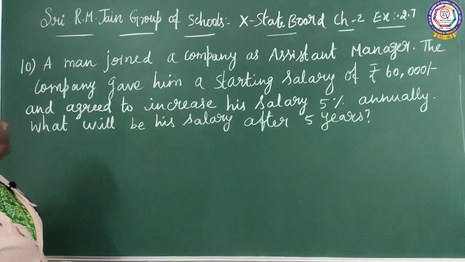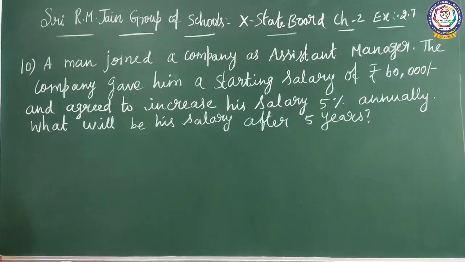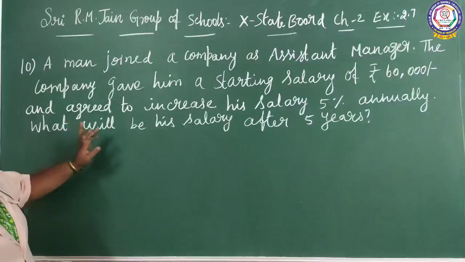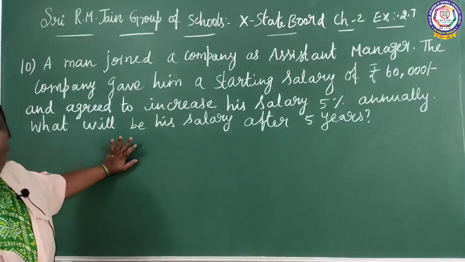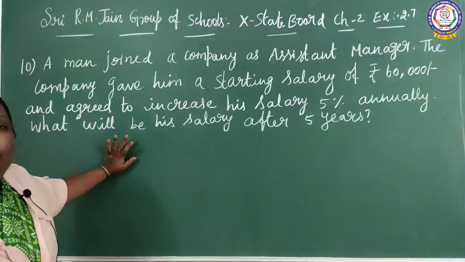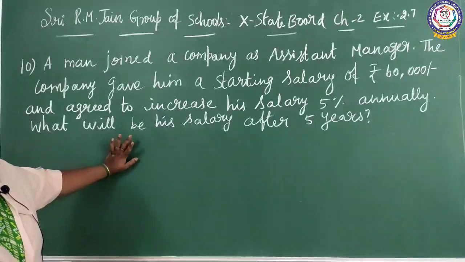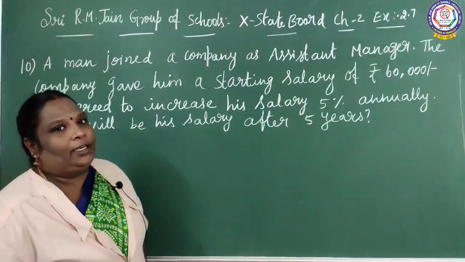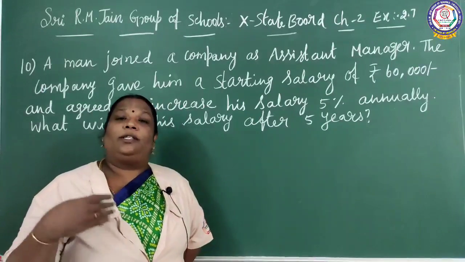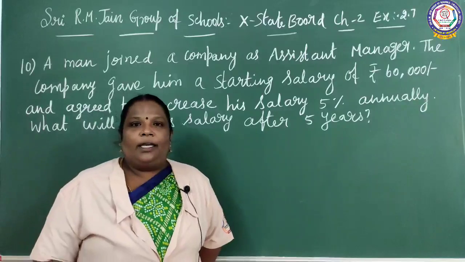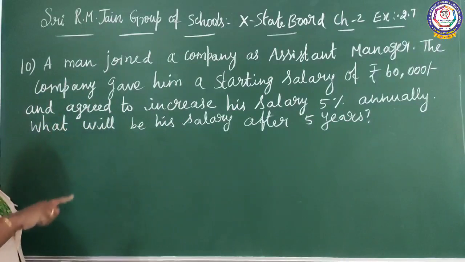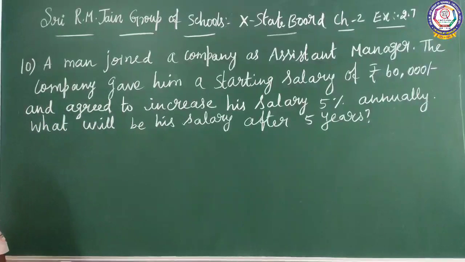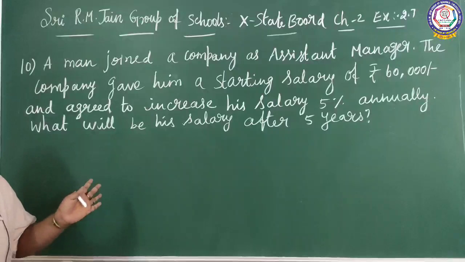See the 10th sum. A man joined a company as assistant manager. The company gave him a starting salary of rupees 60,000 and agreed to increase his salary 5% annually. That is the increment, 5% annually. What will be his salary after 5 years? You have already seen this type of sums in the 8th standard itself. What is the starting salary? 60,000. You can take that salary as a principal.